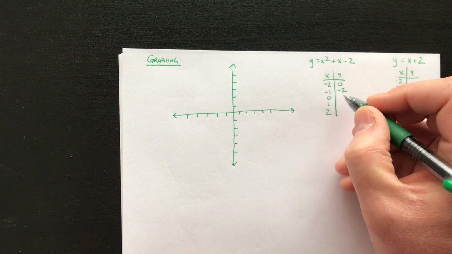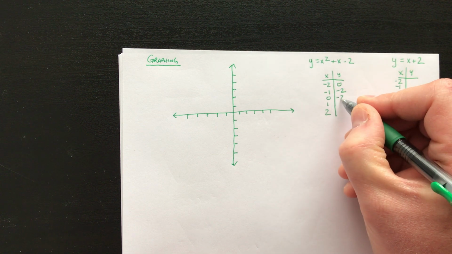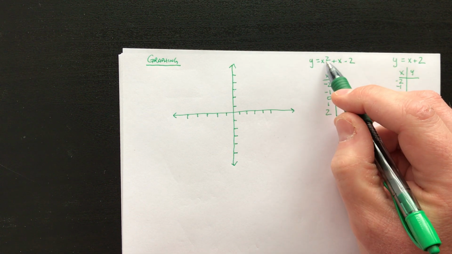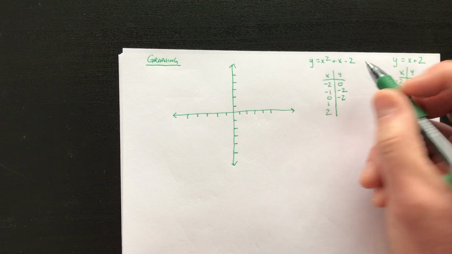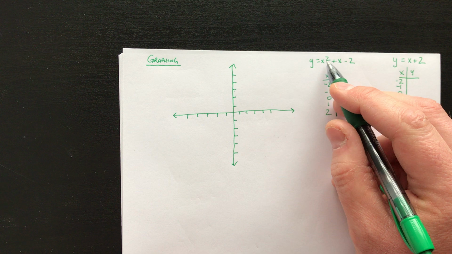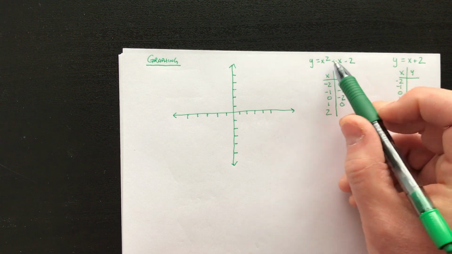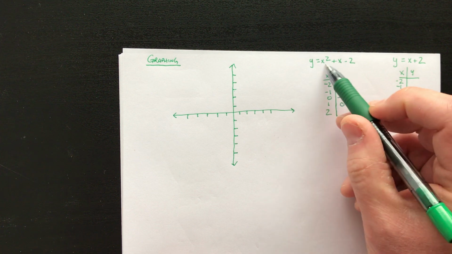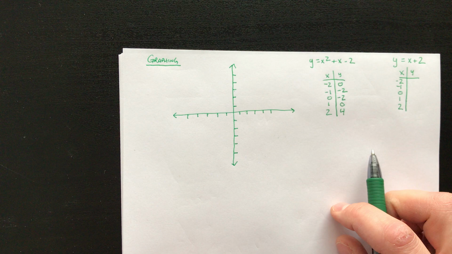Is that right? Negative 1 times negative 1 is 1. 1 plus negative 1 is 0. Yeah, so that's right. And then 1 squared plus 1 is 2, so this is 0. And then 2 squared is 4, 6, minus 2 is 4. So we're going to plot these points.